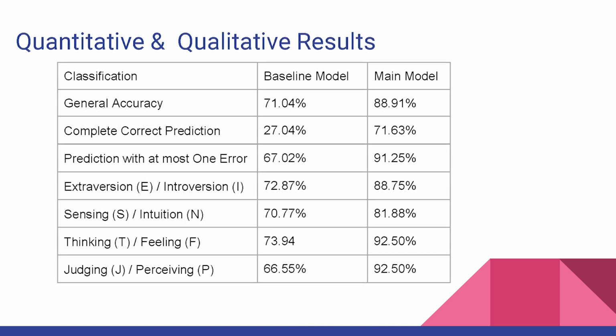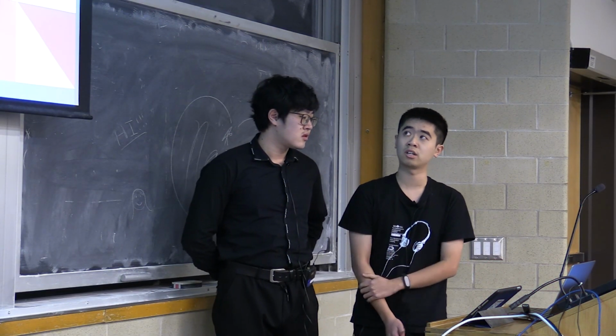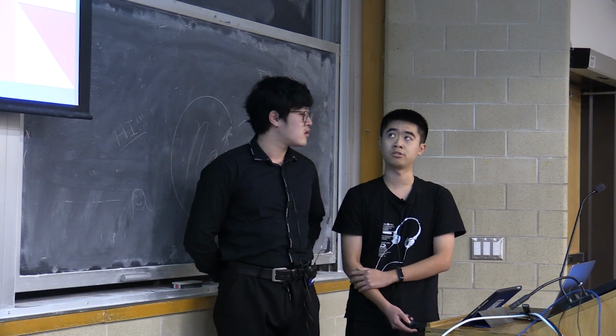And here are our results compared across 2 different models. It's obvious that our main model has overwhelming performance compared with the baseline one, especially in completely correct prediction, which means completely correct in all 4 categories, where the baseline has less than 30% correctness rate. So I think it can prove the classification correctness of our main model.